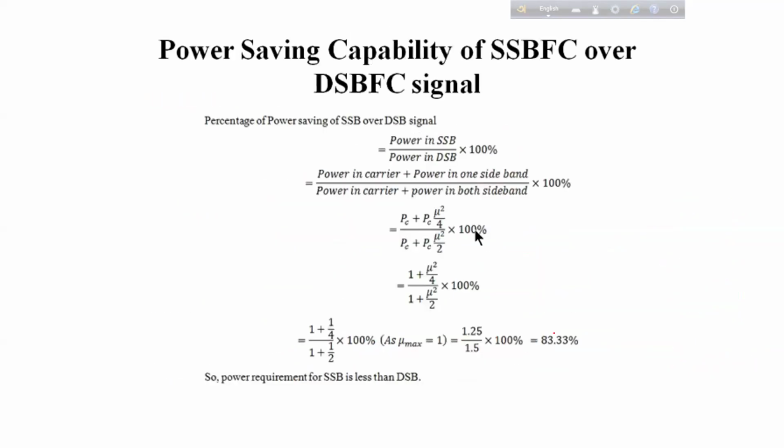Now the power saving capability of single sideband full carrier over double sideband full carrier signal. If you send single sideband full carrier, there will be one single sideband and also a carrier. And double sideband full carrier has two sidebands and a carrier. Now, what is the power saving capability of single sideband full carrier?